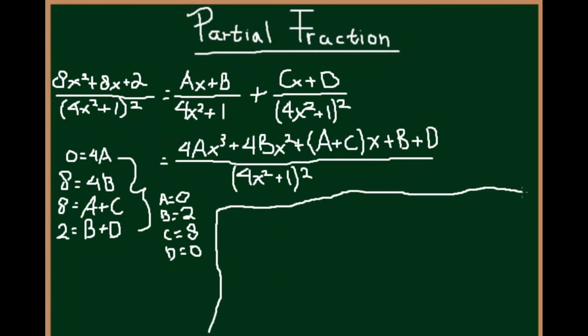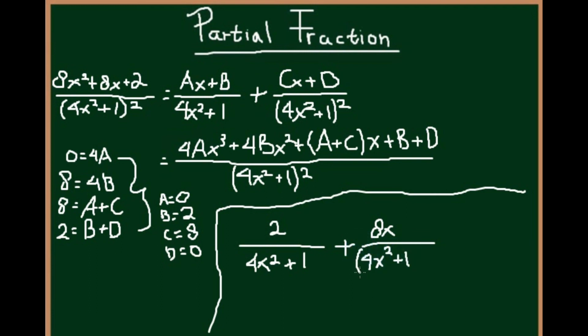And we got 2 over 4x squared plus 1 plus 8x over 4x squared plus 1, squared.